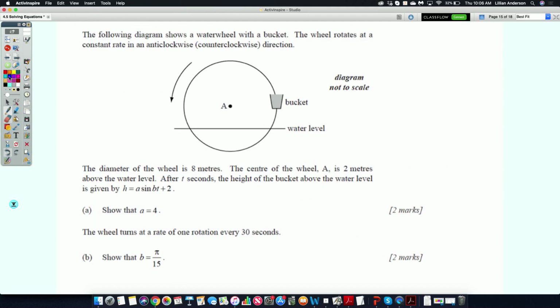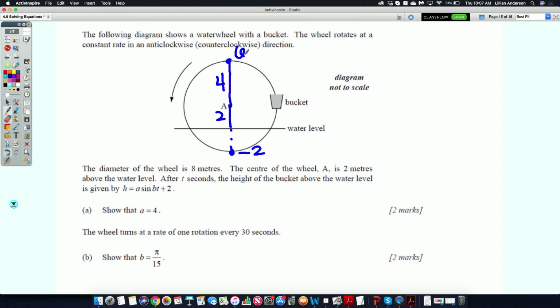So, on this example, the following diagram shows a water wheel with a bucket. The wheel rotates at a constant rate in an anti-clockwise direction. The diameter of the wheel is 8. The center of the wheel is 2 meters above water level. After t seconds, the height of a bucket is given by the equation. Okay, so if the diameter is 8, that means your radius is 4. The center is located 2 meters above the water level. So that means that the lowest point on this graph is at -2, and the highest point is at 6, because 2 plus 4 equals 6.